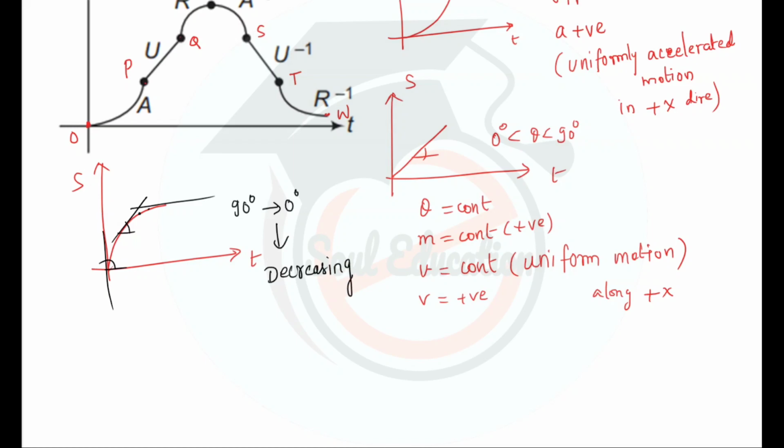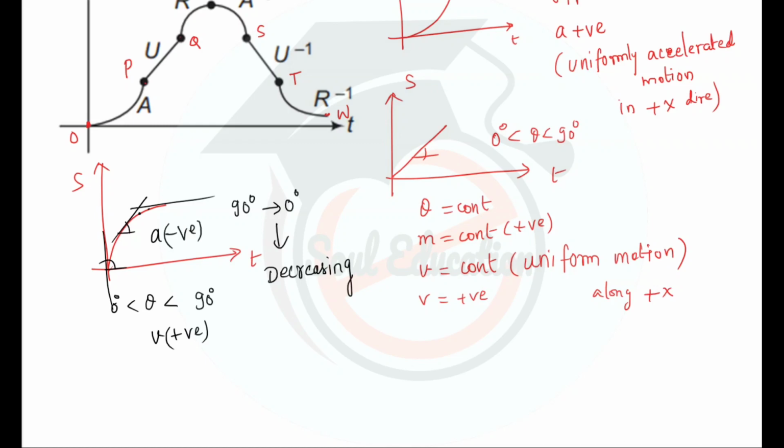Now check positive or negative. My angle is lying between 0 and 90 degrees, so velocity will be positive, because the slope is positive. This is open downward, and open downward means acceleration is negative.